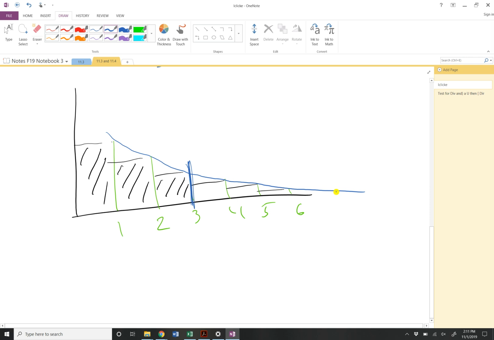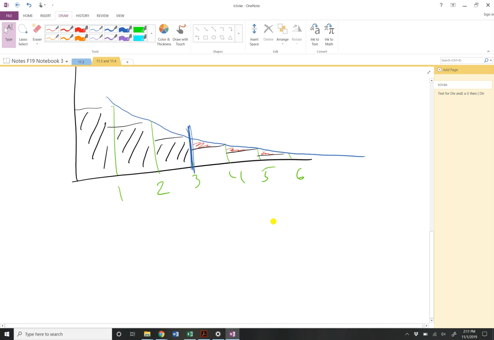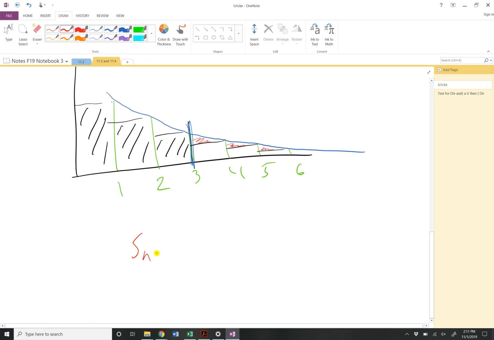But from 3 on this way, is the integral larger or smaller than the value of the rest of the series? It's larger because I have this space in here that I don't include with this series. So the true value is going to be smaller than the sum of the first three terms plus the integral from 3 to infinity of 1 over x squared dx.